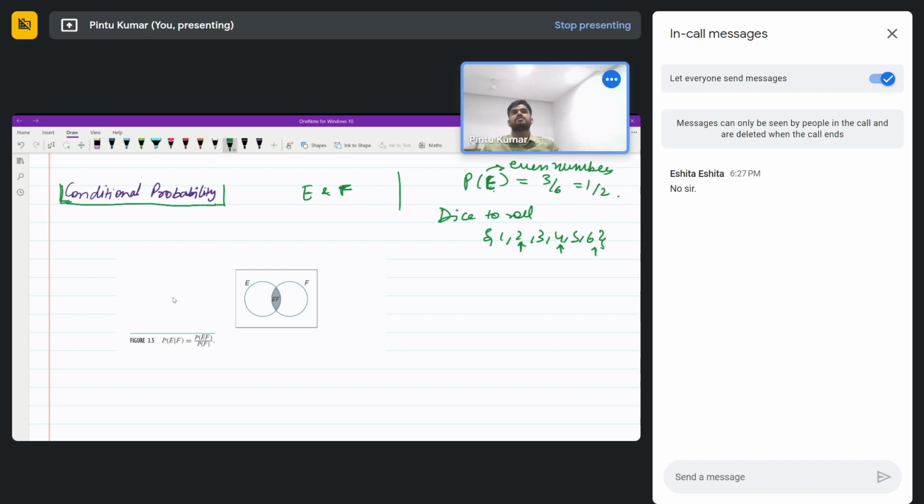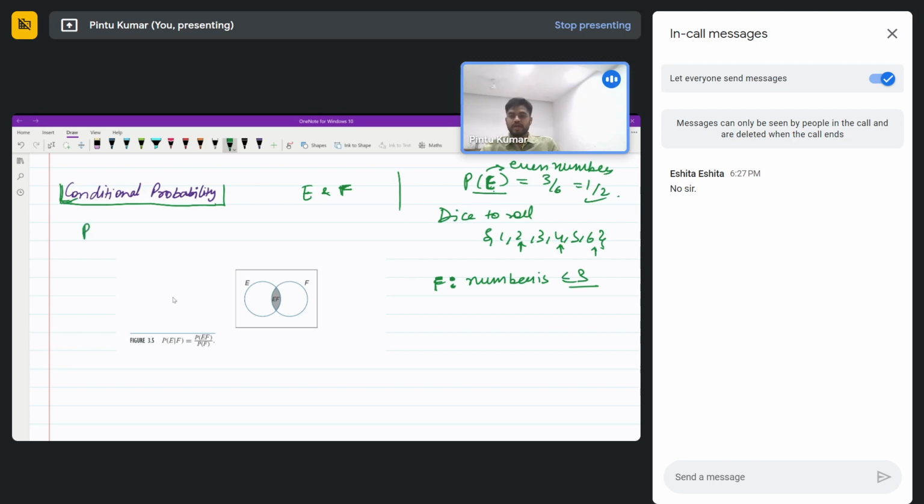Now, let's say you are two friends playing, and the second friend asks you to guess, and he asks you what is the probability of E. You would guess that it is half, right? Now, he gives you extra information. So F is the extra information that he is giving. The information that he gave you is that the number is less than or equal to 3. Now, after the extra information that he has given, okay, what is the probability of E? So that is what is known as the conditional probability.